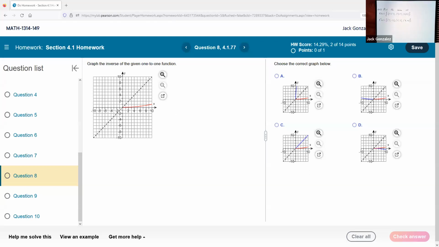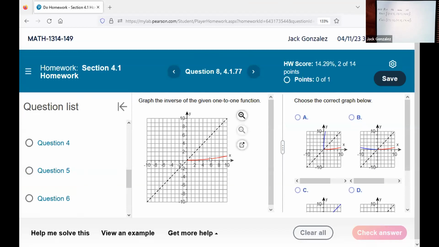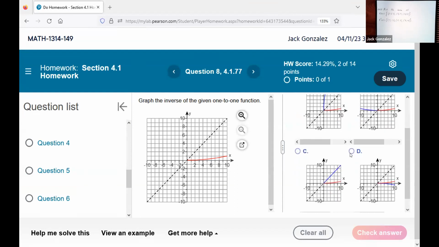Look at number 8. So here's the function of some 1-to-1 function, F, I guess. If you just swap all the X and Y points, what would the graph look like? Which one would it be?